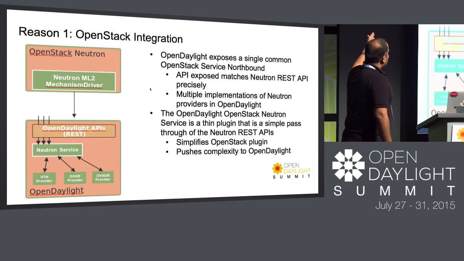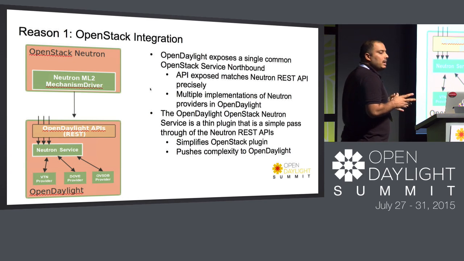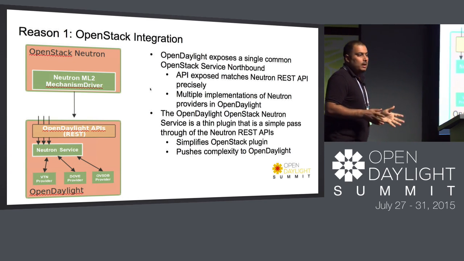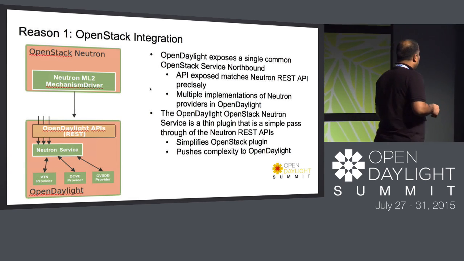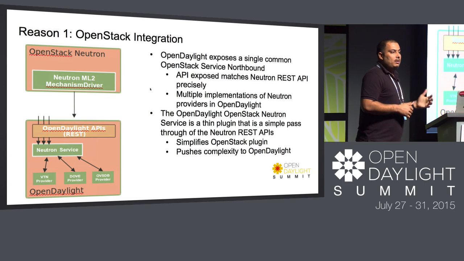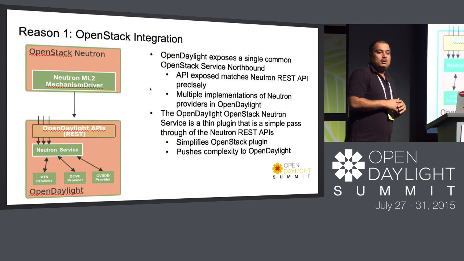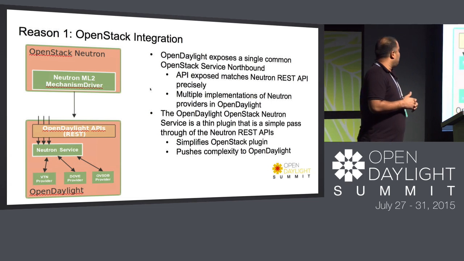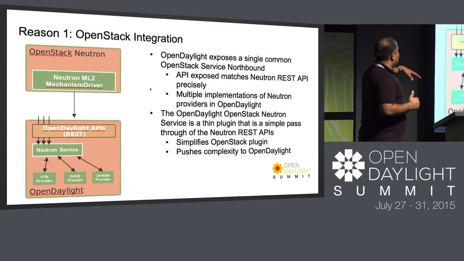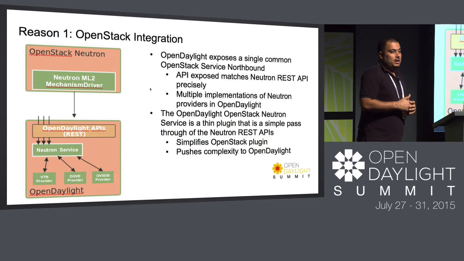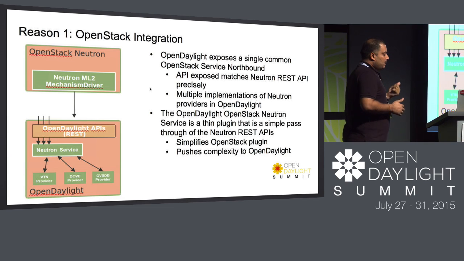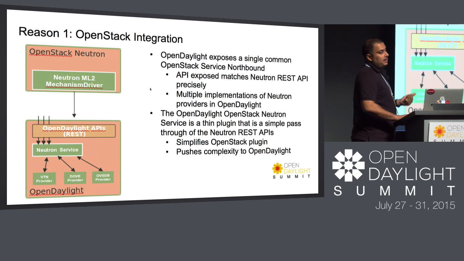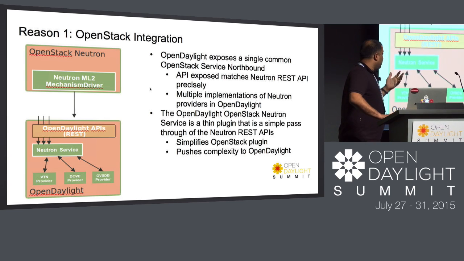So it's a very 15,000 feet kind of view where you have a Neutron ML2 mechanism driver that is just a pass-through. It will pass all the APIs to your controller. And at controller side, we expose REST APIs. That is a separate project we call Neutron Northbound that actually receives all the REST APIs. And then we have our solution sitting underneath that, and that provides you network virtualization. So this is one of the main reasons we started this project, and we are very tightly integrated with OpenStack till now.